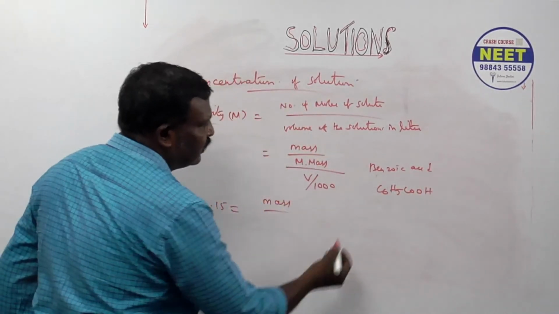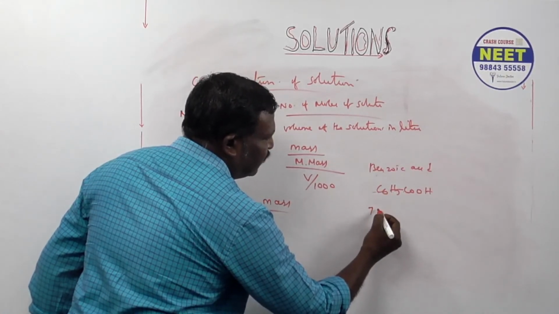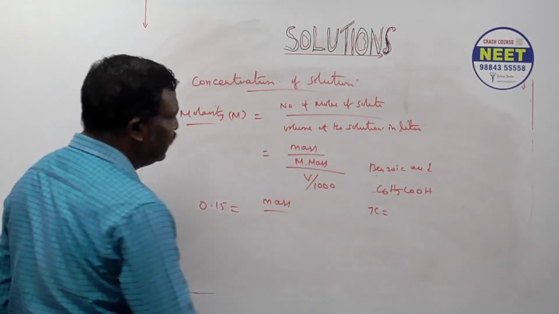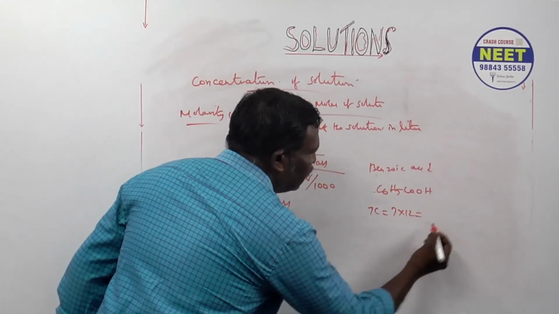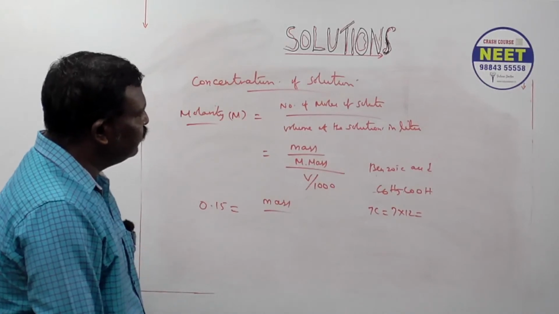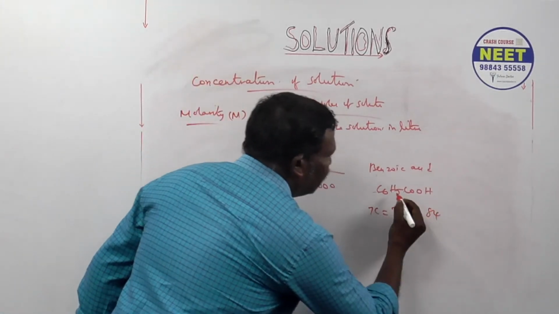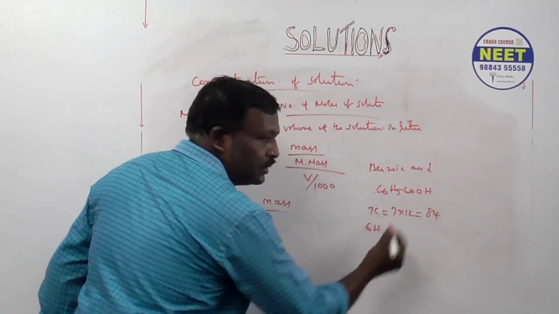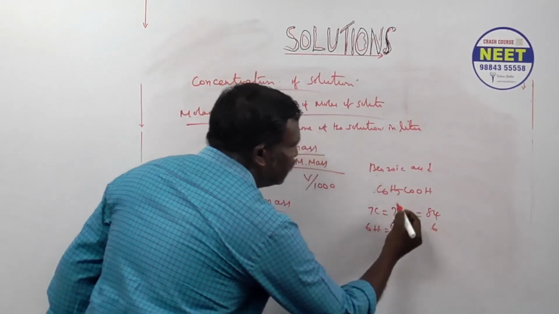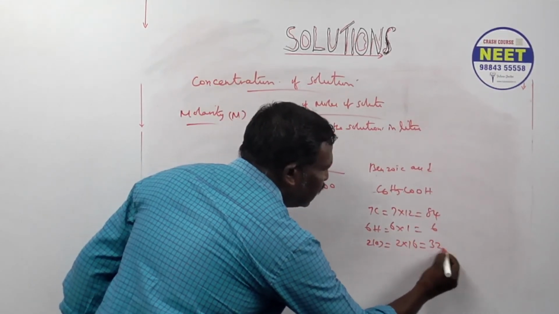C6H5COOH. How many carbon? 7 carbon. So 7 into 12, how much? 84. Very good. How many hydrogen? 6 hydrogen. So 6 into 1, 6. How many oxygen? 2 into 16.